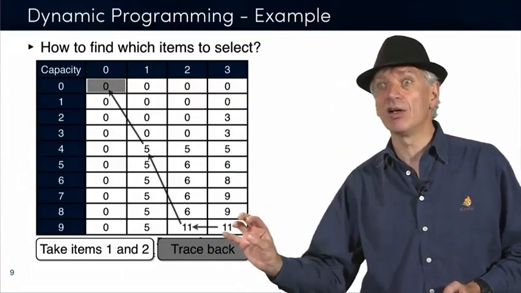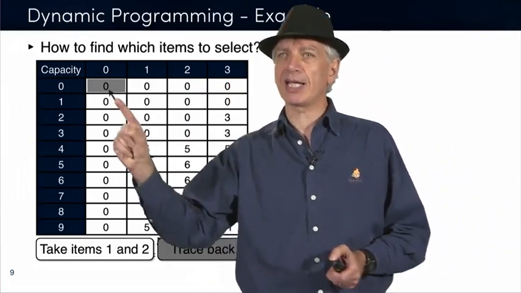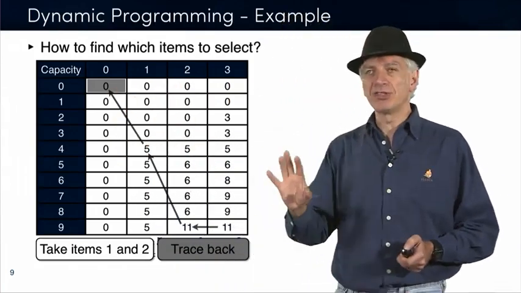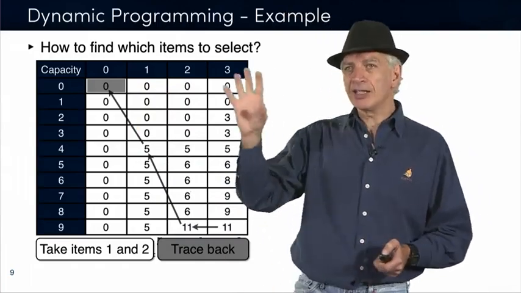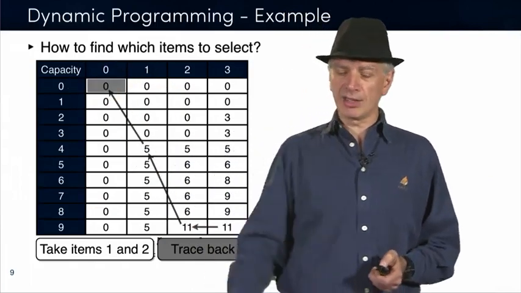And once again, the only thing that you have to do is take the bottom right corner and trace back inside your table, and you have the optimal solution. Okay, that's the beauty of dynamic programming. You compute this table, and then you trace back, and you get the optimum value.